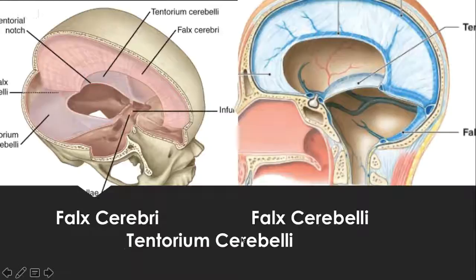And then the next one you need to know is the tentorium cerebelli. This one is horizontal, whereas this one is vertical. So they're intersecting one another. And this one reaches all the way around. That is the tentorium cerebelli. Falx cerebri and the falx cerebelli.